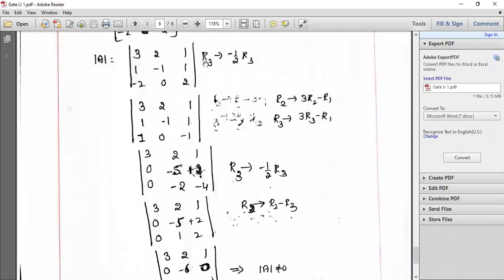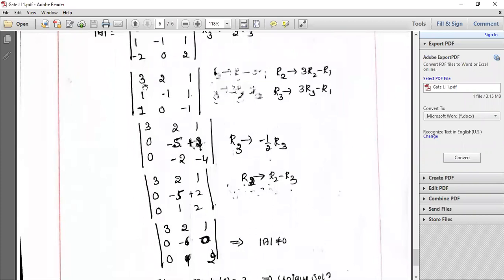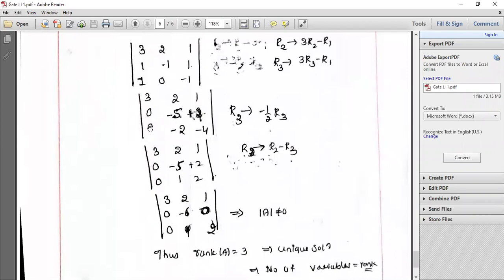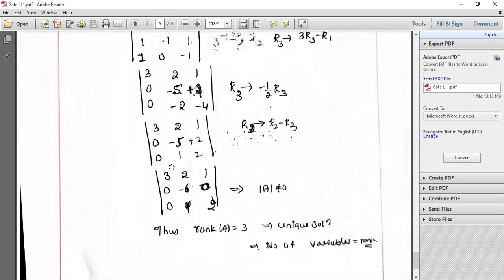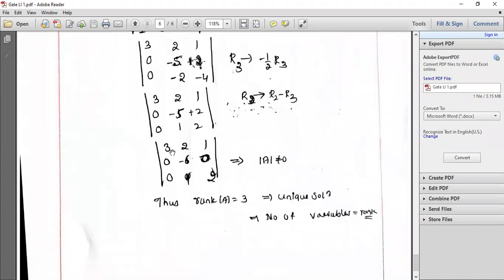I'm trying to do possible row transformations. Here R3 changes to minus 1 by 2 times of R3. Here 2 I can take out. With the help of this R1, I'm making these two elements 0. I'm trying to make the maximum elements 0. After doing that, I come to the conclusion that, see here, 3 into minus 6 into 2, that is, I think you'll be getting 3 into minus 12, so that is minus 24, which is not equal to 0. So the determinant value cannot be equal to 0. Hence the rank of this particular matrix A is equal to 3.